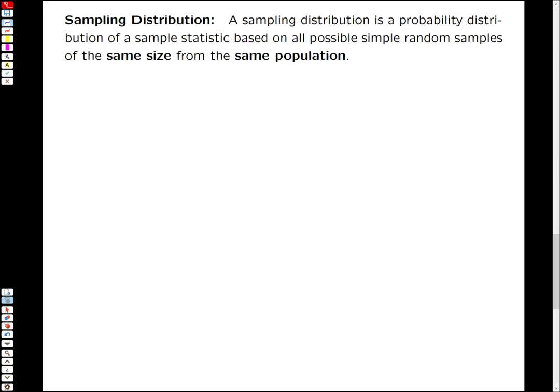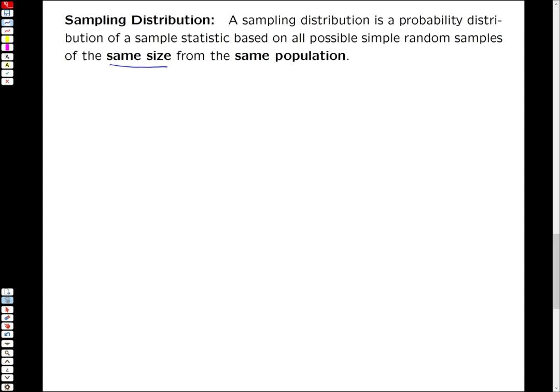Let's talk about what a sampling distribution is. A sampling distribution is a probability distribution of sample statistics based on all possible simple random samples of the same size from the same population. So you're taking a sample of a certain size. It could be 5, it could be 10, it could be 100 for your sample size. And you're going to do this repeatedly. All of those possible samples that you take are going to give us what we're going to call our sampling distribution.